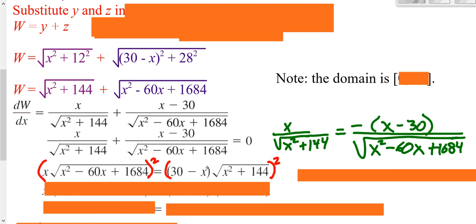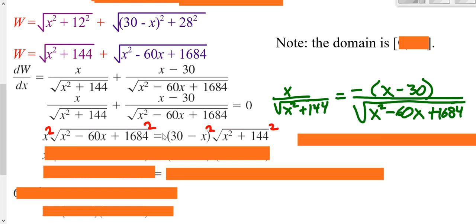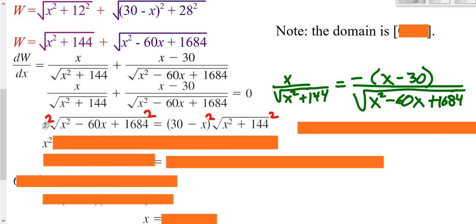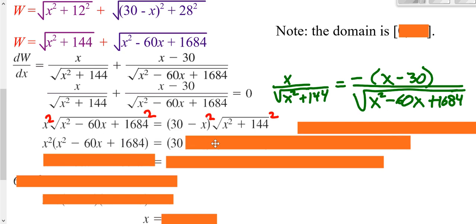But keep in mind, we have two things multiplied, two things multiplied. When you're squaring two things multiplied, you can really apply the square to each part. So you can really square this, square this, square this, and square this. Well, we get an x squared. Your squaring on the root cancels that out. Over here, 30 minus x all squared, your squaring on your root cancels that out.